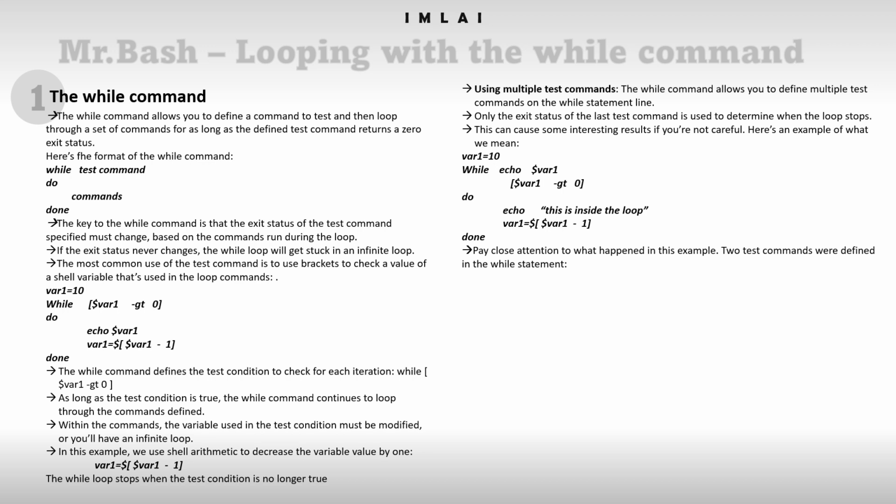The first test simply displays the current value of the var1 variable. Here, this is the first test. It simply displays the current value of the var1 variable. The second test, this is the second test. The second test uses brackets to determine the value of the var1 variable inside the loop. So an echo statement displays a simple message indicating that the loop was processed.